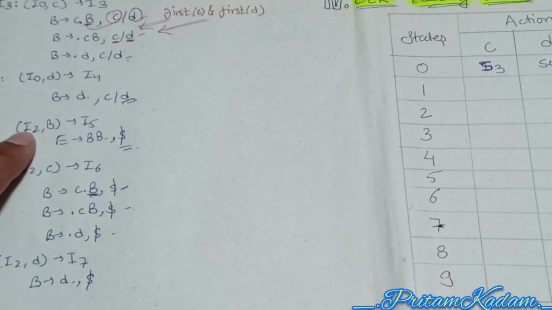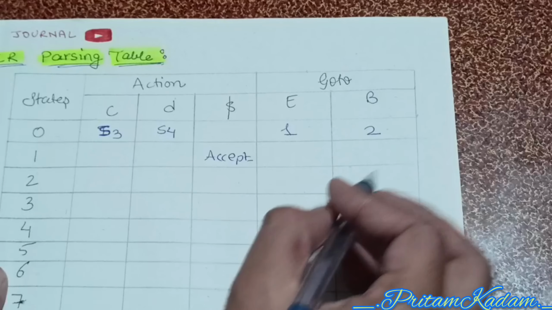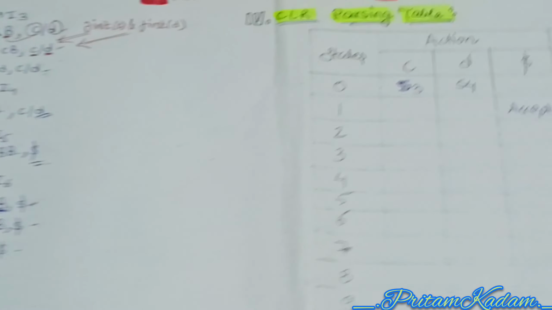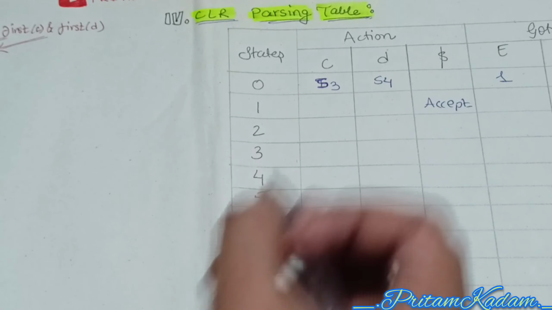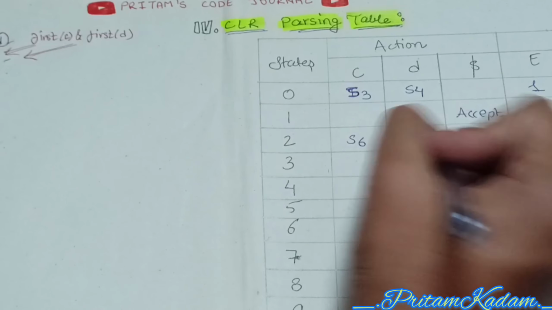So I2 on capital B gave me I5. Okay, so in 2 and B part I will write 5 over here, which is in the go to part. Now I2 on C gave me I6. So I will write S6 under the C part over here. Now I2 on D gave me I7. So I will write S7 over here.